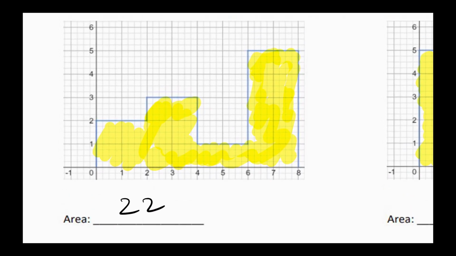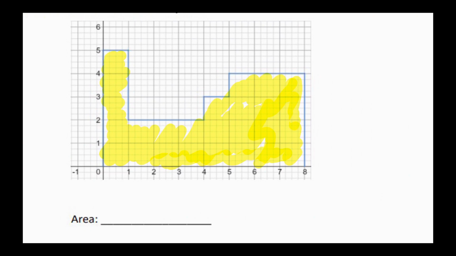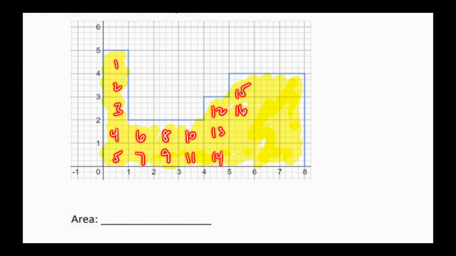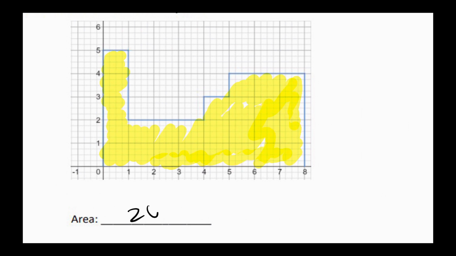Anyone else do it like this? And say that's 4, that's 6, that's 2, and this right here is 2 by 1, 2, 3, 4, 5, 10, and add them together. Anyone do it like that? Yeah, rectangles. Okay. How about the second one? If we do the same way, we get 1, 2, 3, 4, 5, 6, 7, 8, 9, 10, 11, 12, 13, 14, 15, 16, 18, 19, 20, 21, 22, 23, 24, 25, and 26. Same way, right?